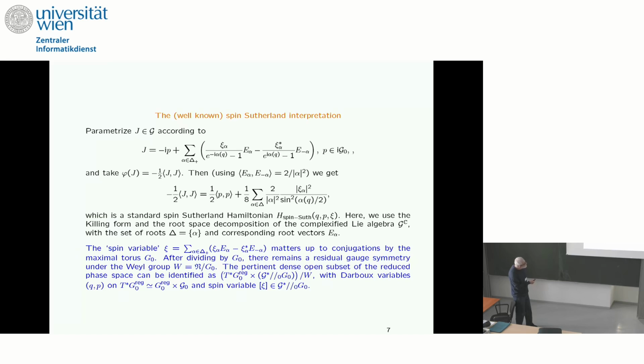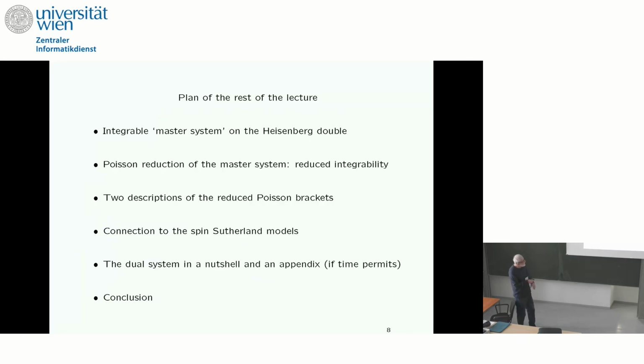This actually matters up to conjugation, up to action by the maximal torus, which is part of the normalizer, and it actually belongs to this reduced space of Hamiltonian reduction of the dual of the Lie algebra with respect to the maximal torus, denoted by G0 here as a zero moment map value. So this is how the spin Sutherland model comes out here. Okay.